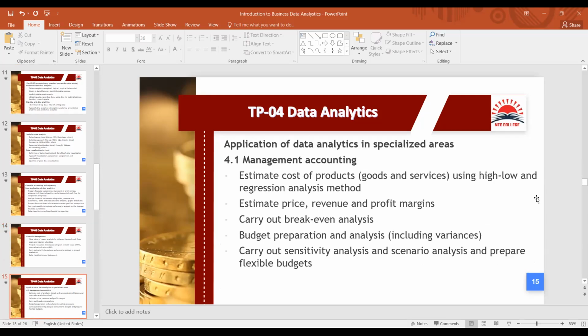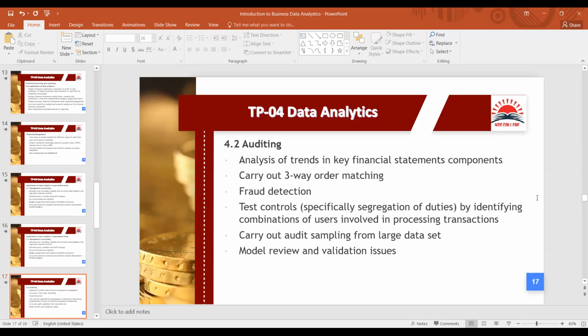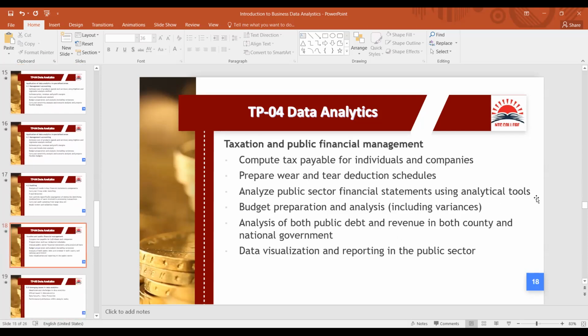Then there's the element of management accounting, that is estimating the cost of a product, estimating price, revenue and profit margins, carrying out break-even analysis, and budget preparation and analysis. Finally, we also have auditing under that bit. So you'll carry out three-way data matching, fraud detection, test controls, and carry out audit sampling from large sets of data, among others.